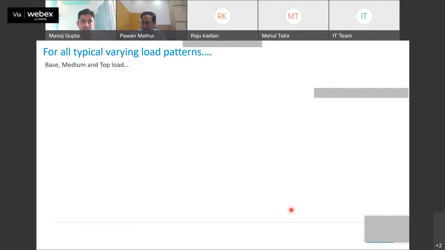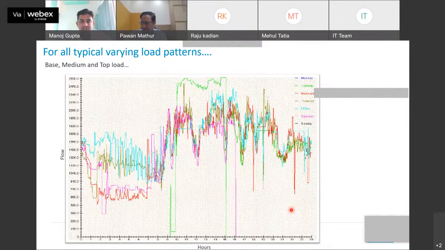So for all types of varying load pattern, like base load, minimum load, top load, this is just an example. We have developed a chart where, in 24 hours, the demand varies in the range of 550 to 1500 CFM. Then in the day hours, the demand goes up very high. Then again in the evening hours it will be more or less stable.